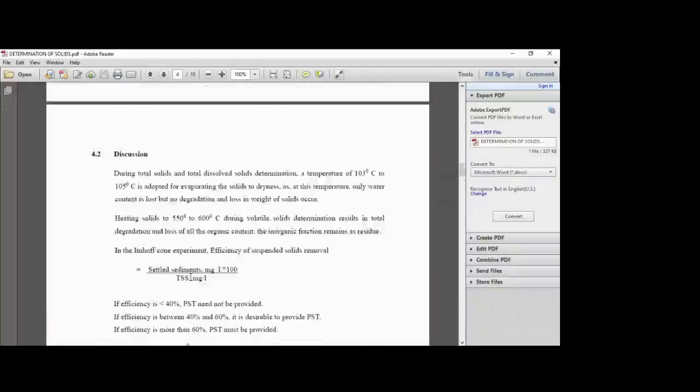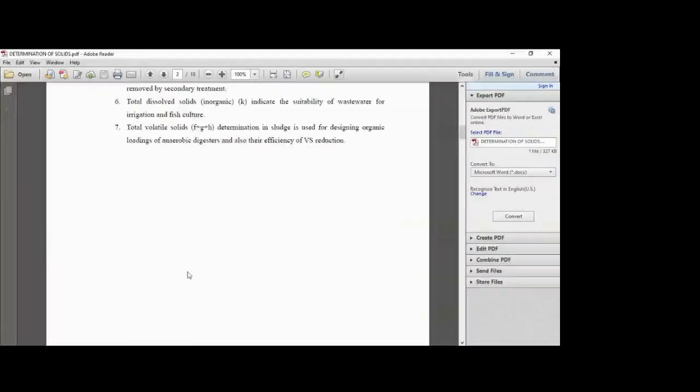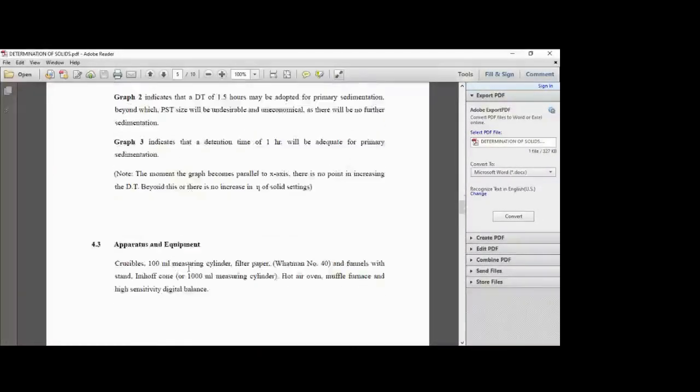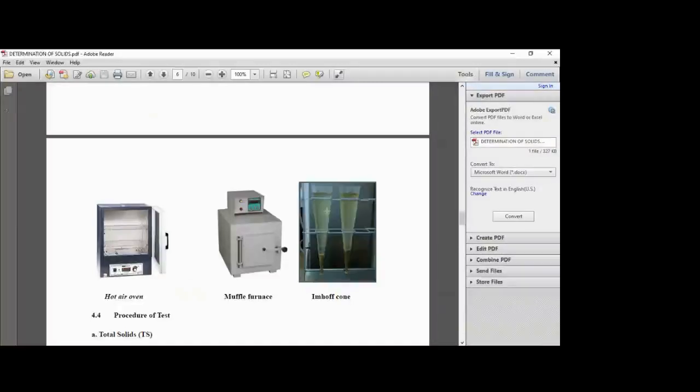So what we are going to do now is take an Imhoff cone. This Imhoff cone is of 1000 ml and it looks like this, right? So in the Imhoff cone, we are going to put 1 liter of sample directly. Imagine that there are three Imhoff cones; here you can see only two. These are plastic Imhoff cones, and on them the 1 liter graduation marks are there, starting from the bottom to the top. At the top, you'll have the 1 liter mark.